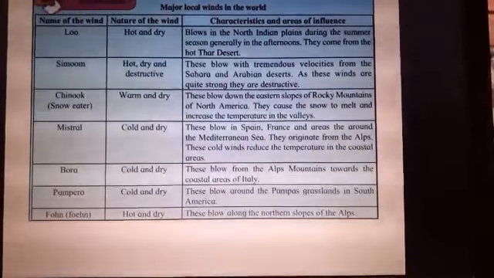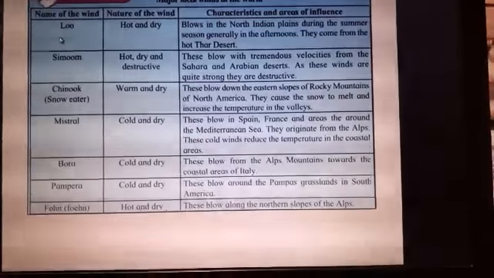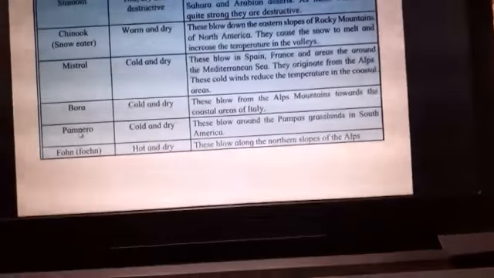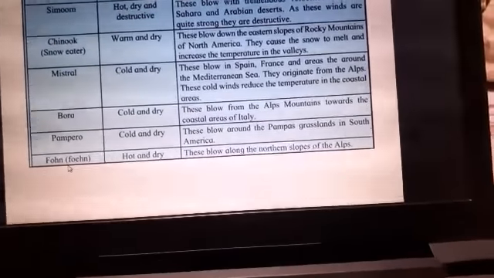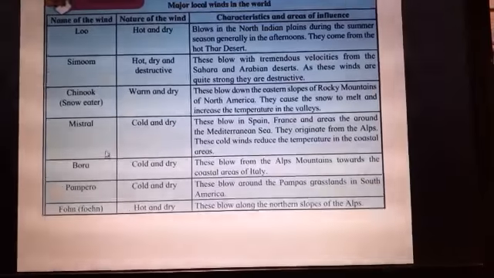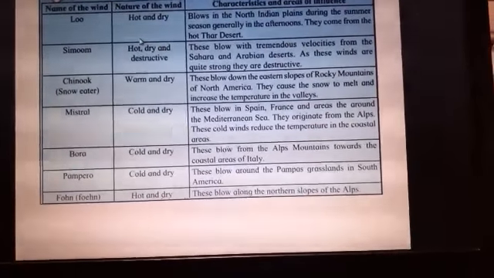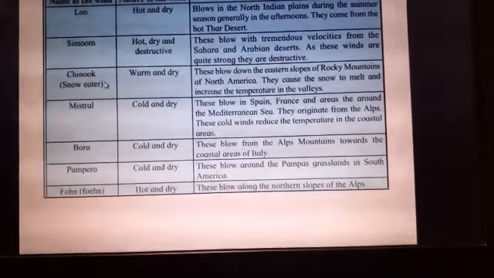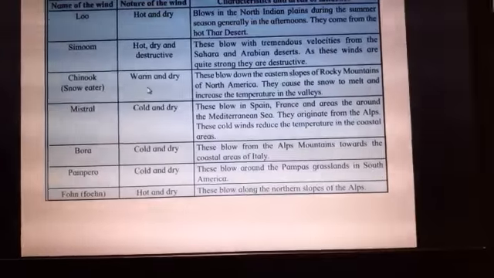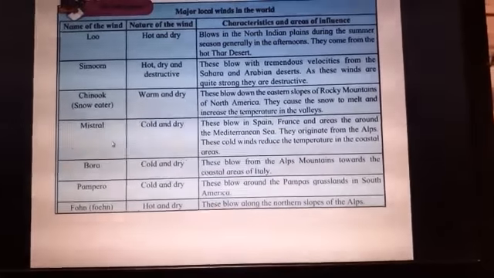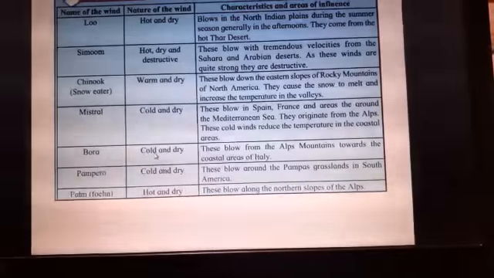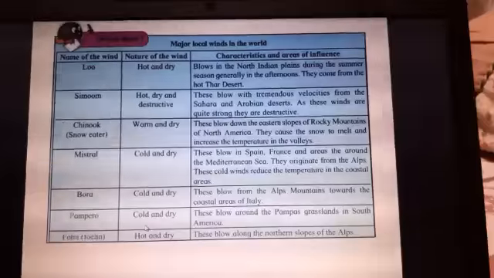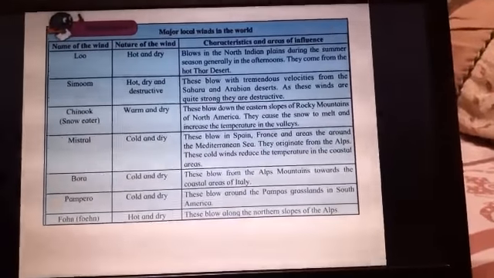So these are the different names of the wind. I'll read out. That is the Lu, Simum, Chinook, Mistral, Bora, Pampero and Fawn. So these are the different types of winds. So what is the condition? That is the nature also they have given. Lu is hot and dry. Simum is also hot, dry and destructive. Then Chinook is warm and dry. It is warm also and dry too. Then we have Mistral. It is cold and dry. Bora, Pampero, both are cold and dry, and Fawn is hot and dry winds. So children, you will make this chart in your activity file.